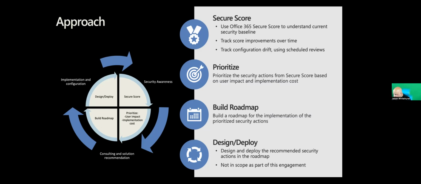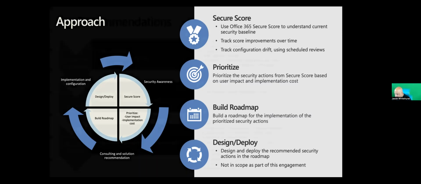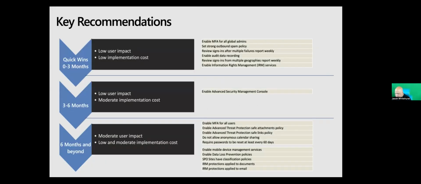But the number one rule is only an on Microsoft.com. And so we'll use the score. We'll prioritize what the score says is most risky, build a roadmap, and design and deploy that implementation. Use a project management tool with assigned rights. Again, tragedy of commons. Everybody's responsible, so nobody does it.